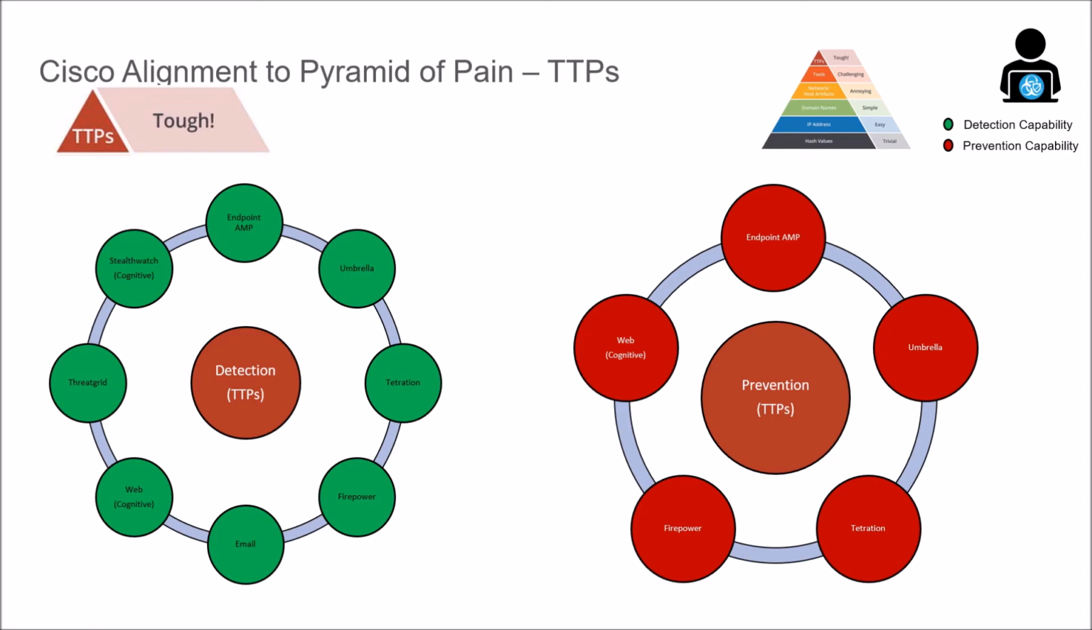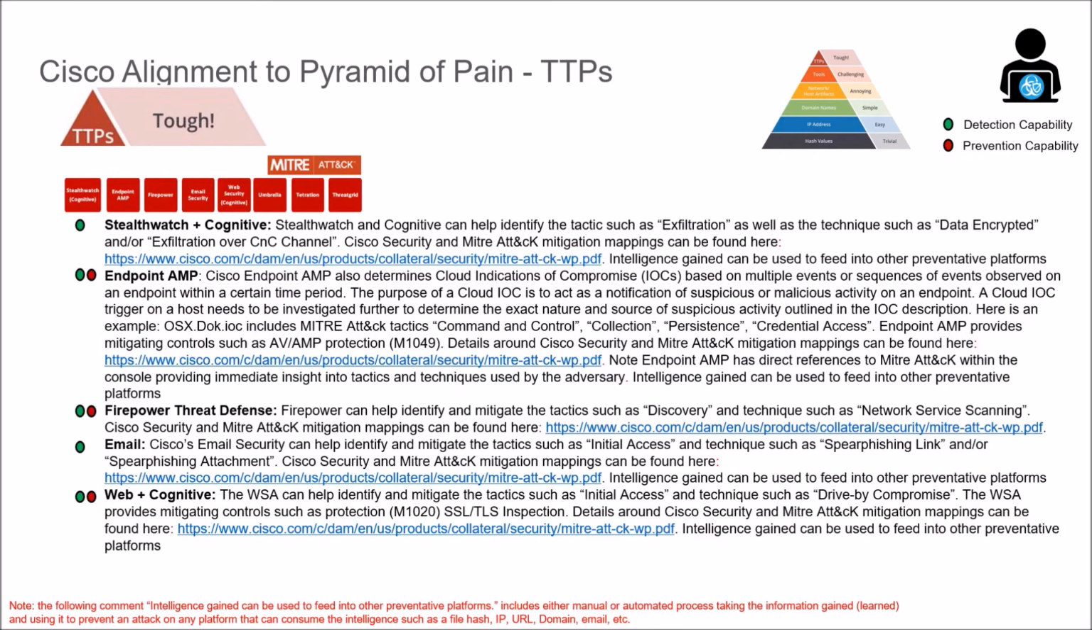And again, the goal here is, you might need a detection capability to let you know that you are being targeted. So when we look at detections, we've got endpoint, umbrella, tetration, firepower, email, web, threat grid, and stealth watch. And then preventative capabilities, we've got endpoint, umbrella, tetration, firepower, and web. All right, so let's dig into this. And some of these technologies actually have the MITRE ATT&CK reference built into the product, right? So you can actually reference maybe the tactic and technique that is being used.